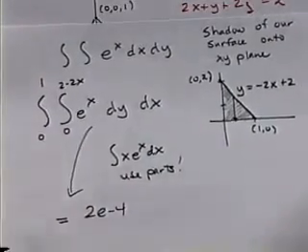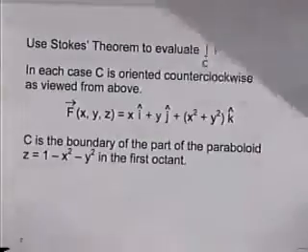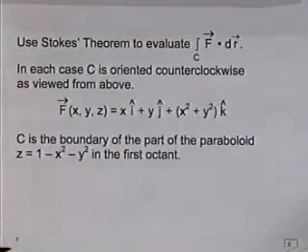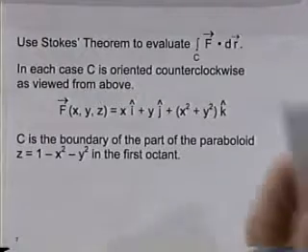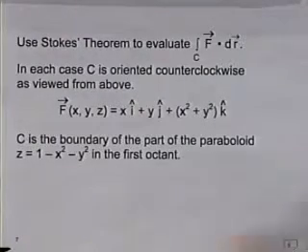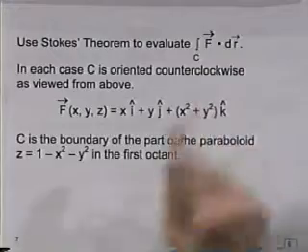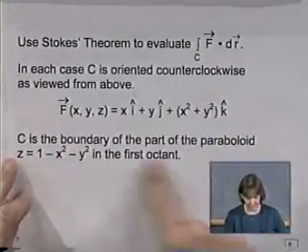Okay, I want to do 2 more examples, and watching me integrate, I think you've watched me integrate enough this semester. Let's do 2 more. Use Stokes' theorem to evaluate the integral of f dot dr. In this case, c is oriented counterclockwise as viewed from above. This is your f, this is your c.